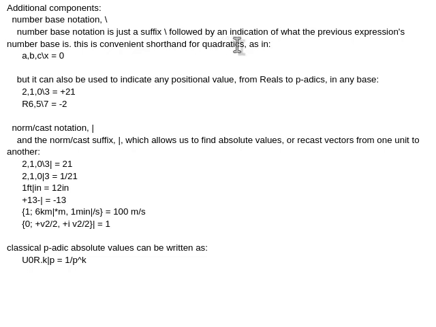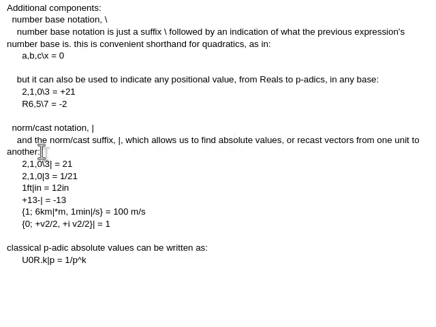So this is just a suffix that's followed by an indication of what the previous expression's number base is. And this is convenient shorthand for things like quadratics, like this, ABC with respect to x is 0, but it can also be used to indicate any positional value from reals to p-adics in any base. So 210 in base 3 is positive 21. Infinitely repeating 6's to the left, ending in a 5 in base 7 is p-adic negative 2.